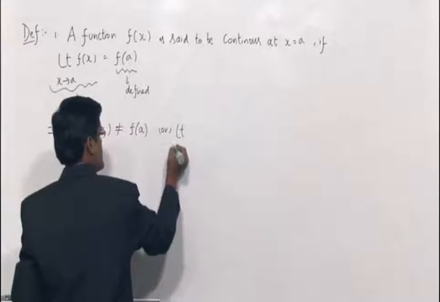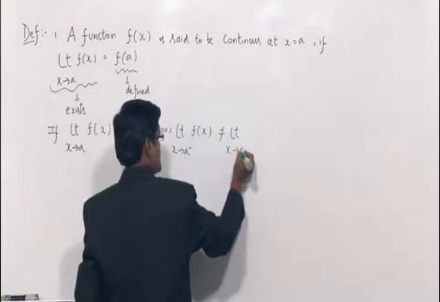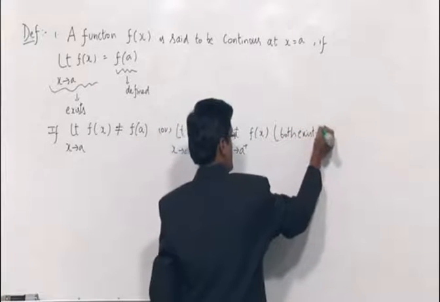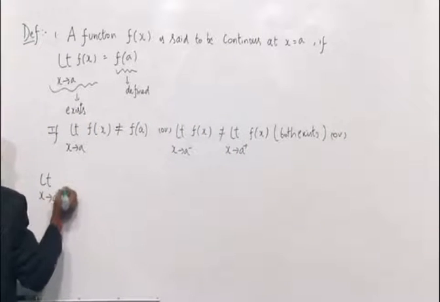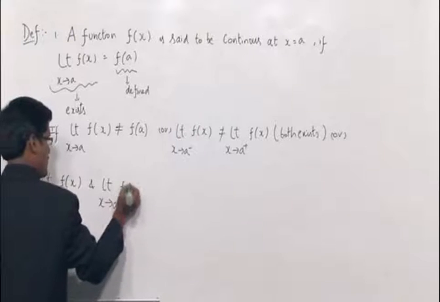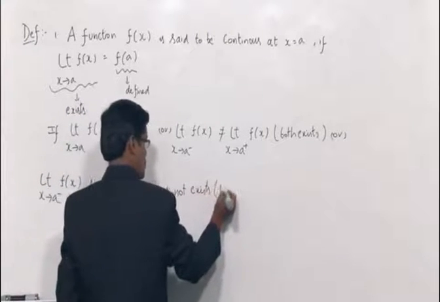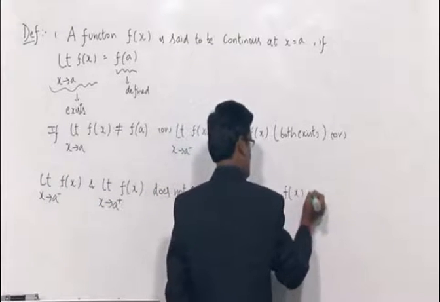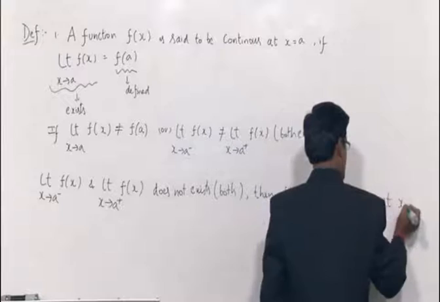Okay, if limit x tends to a f(x) not equal to f(a), or limit x tends to a minus f(x) not equal to limit x tends to a plus f(x), both exist but unequal, or limit x tends to a minus f(x) and limit x tends to a plus f(x) do not exist, both, then f(x) is discontinuous at x is equal to a.